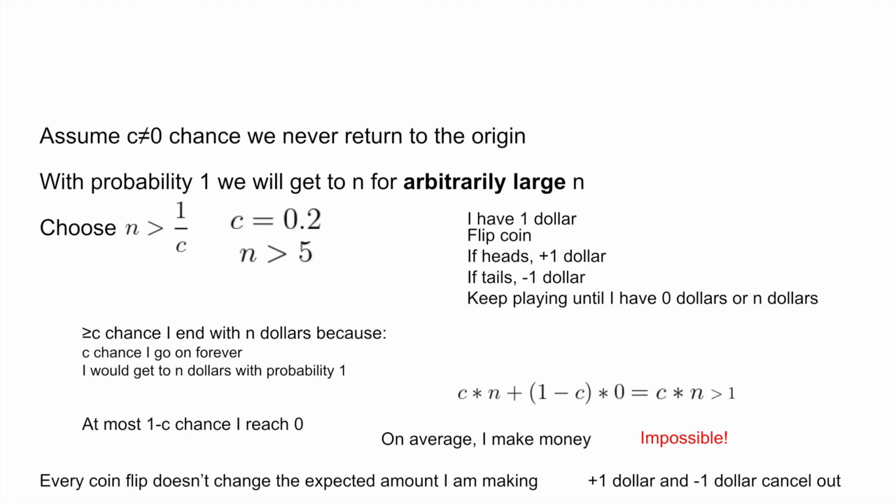So therefore, we have reached a contradiction, because we see in the scenario where I do this gambling strategy, I am on average making some money, which means that my expected value of the amount that I make is non-zero. And so therefore, our original assumption that there was a non-zero chance, c, that I would never return to the origin, must be false. And so we have proven the result.